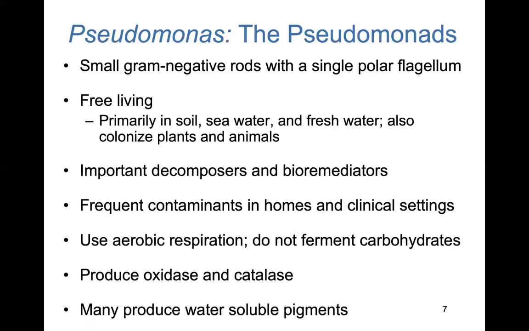It's all over. It uses aerobic respiration and does not ferment carbohydrates. So remember this, it can't digest carbohydrates. It's going to take any carbon source, anything that has carbon in it, and use it for food. It's pretty amazing. It produces oxidase and catalase. So what do we know about that? If it can produce oxidase and catalase, it can deal with oxygen. The ones that can't produce these, we can hit with oxygen and it'll kill them. Most produce water-soluble pigments. That's why things turn green or blue. Some Pseudomonas is red, but they really make pretty colors, honestly.